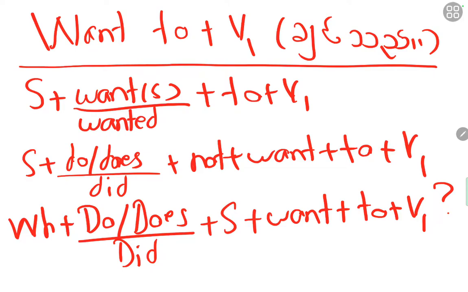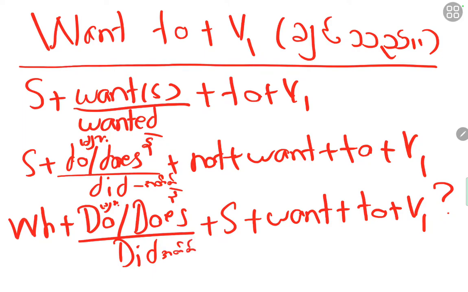So for the negative sentence, we use do or does with the subject, and for past tense, did. The sentence is not like that, it is subject plus verb plus object. For the wh question, it is wh plus do, does, did plus subject plus verb plus object.